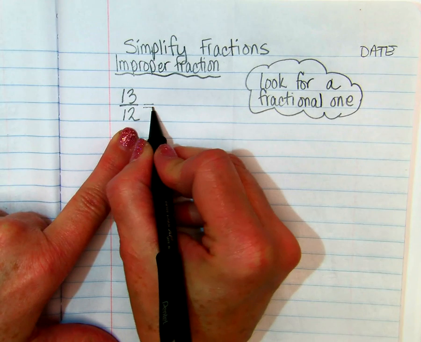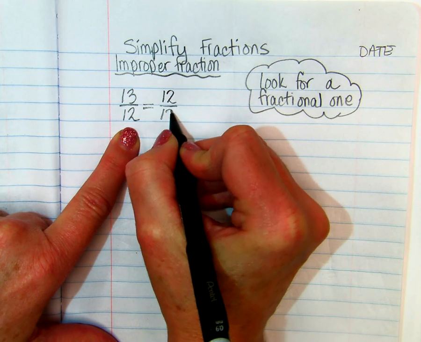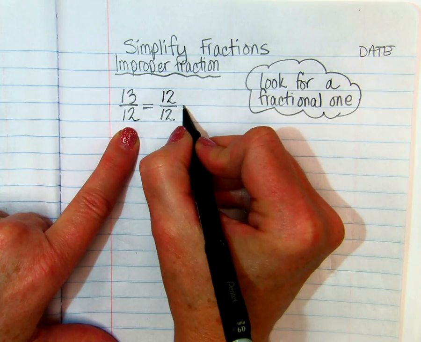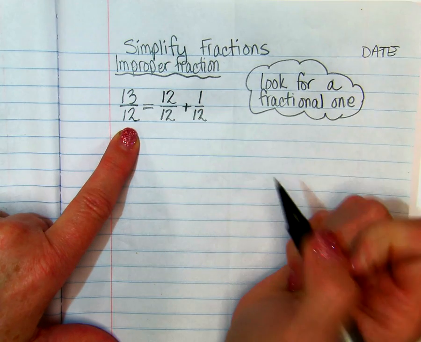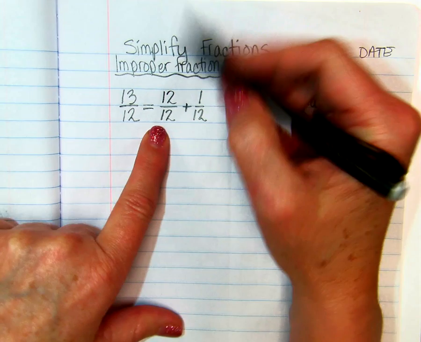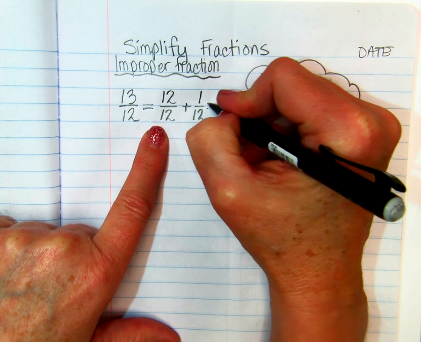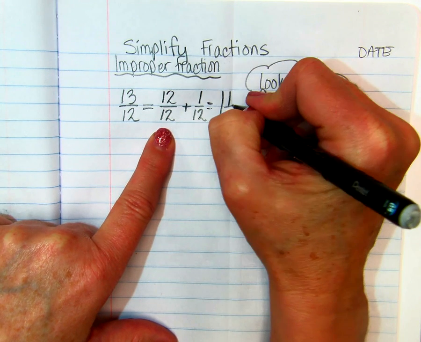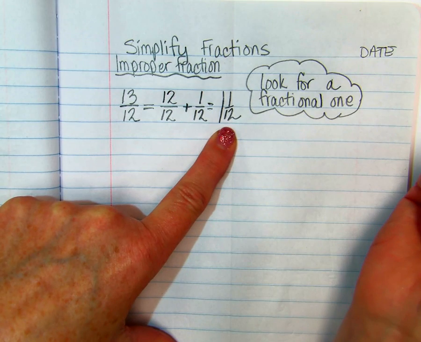So I would say this 13/12 equals 12/12, but there's a little more left over. How much is left over? Right, 1/12. So the 12/12 and the 1/12 is my 13/12. This is a fractional one. In its simplest form, it is 1 whole. Let's put an equal sign there. And this is 1 whole and 1/12. So this is simplest form here, 1 and 1/12.